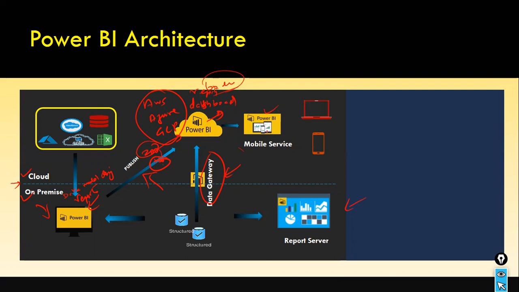With mobile service, once you install the mobile app on your mobile phone or smartphone, you can hook up to the cloud service where the published reports are available. You can view whatever reports are relevant to you on the go. Okay. So now we understood the four components: the Power BI desktop, Power BI cloud service, mobile service, and the report server.